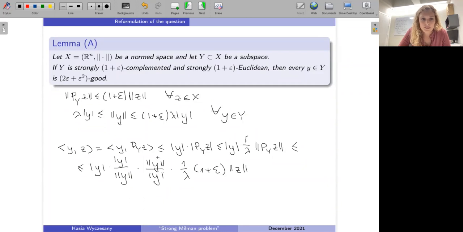Okay, and we're almost there. We just need to get rid of this term here. And this term here, if we look at our almost Euclidean condition, is at most 1 plus epsilon times lambda. So I have 1 plus epsilon squared, because this lambda cancels with this lambda over here, and we get what we needed: the norm of y squared times the norm of z over the norm of y.